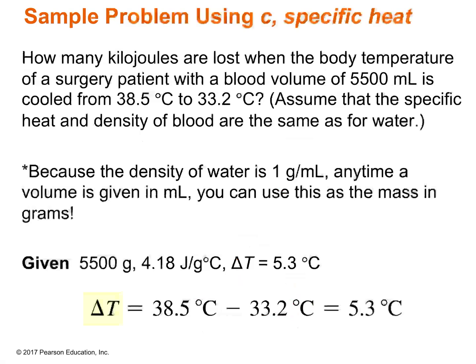Let's try another one. So this one says how many kilojoules are lost. So this is different, all right? We're going to have to have our answer in kilojoules, which means we're still going to solve for Q, right? But Q is in joules. So after we get our answer in joules, we'll convert joules into kilojoules using those conversion factors like we've done before. So we're starting to combine things that we've learned.